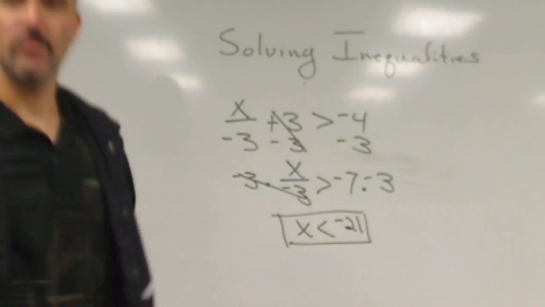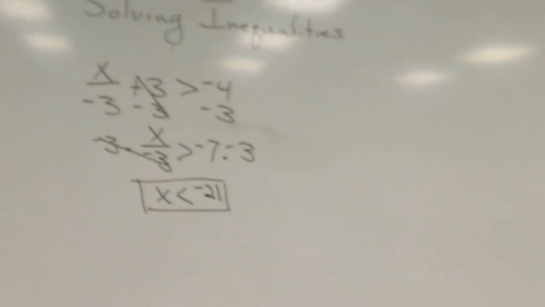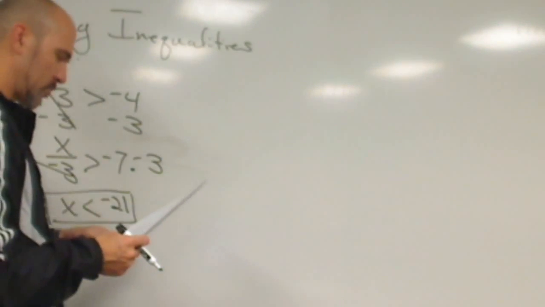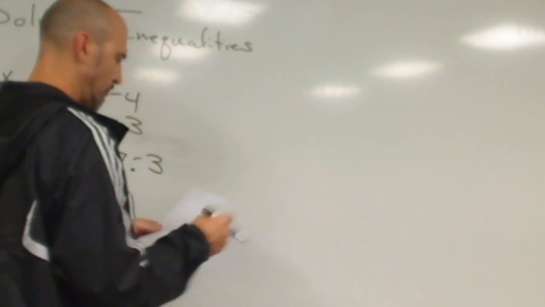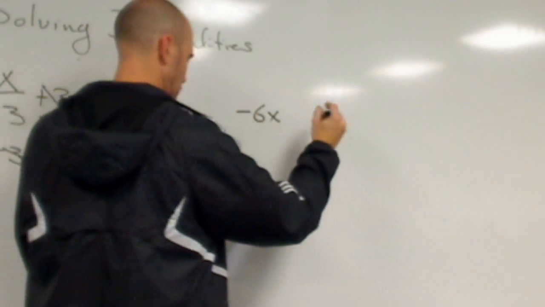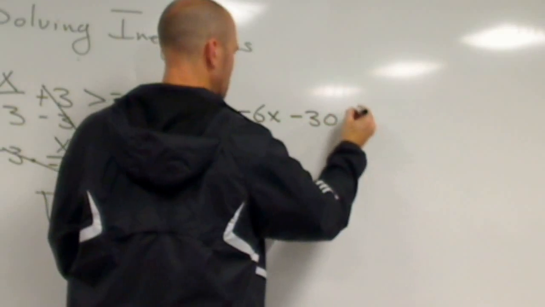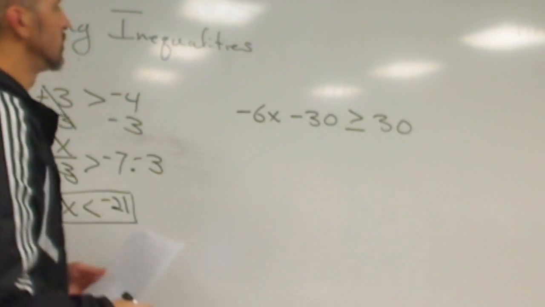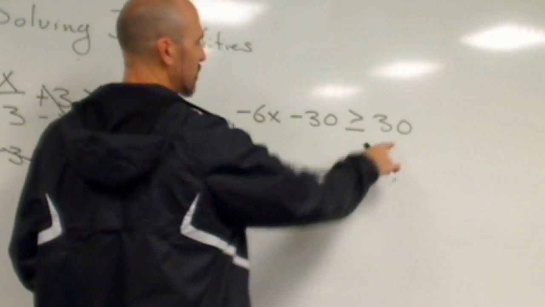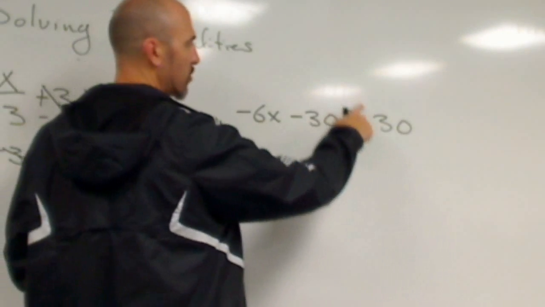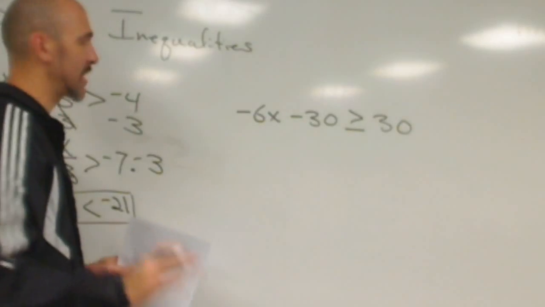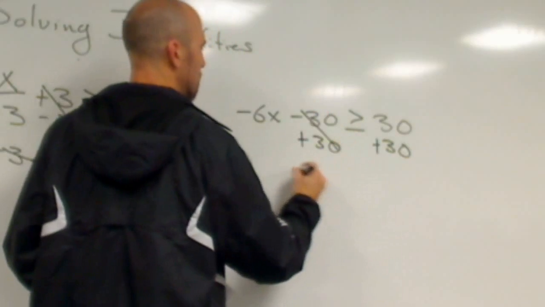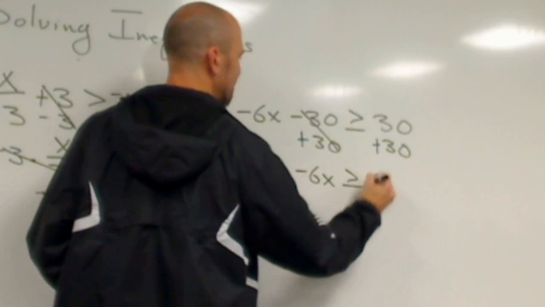Let's see if I can move this over just a little bit here. Now I'll put a multiplying one right next to it. Instead of what you would typically see in a two-step equation, negative 6x minus 30 equals 30, now it's negative 6x minus 30 is greater than or equal to 30. But again, you still solve it the exact same way. So we're going to add 30 to both sides. Negative 6x is greater than or equal to 60.